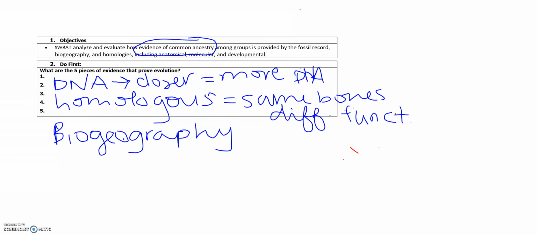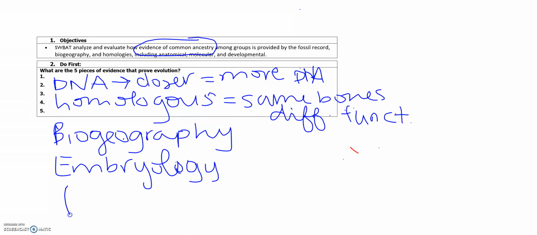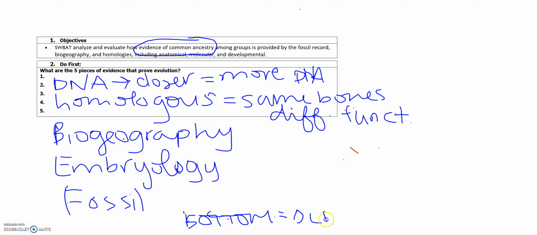Okay. We also have our developmental evidence, that embryology, the fact that chickens and horses and frogs and humans all kind of develop the same or look the same in the embryo. And our last one is the fossil evidence. So the fossil evidence, the oldest fossils are going to be found at the bottom. So bottom is the oldest, and the youngest fossils will be found at the top.